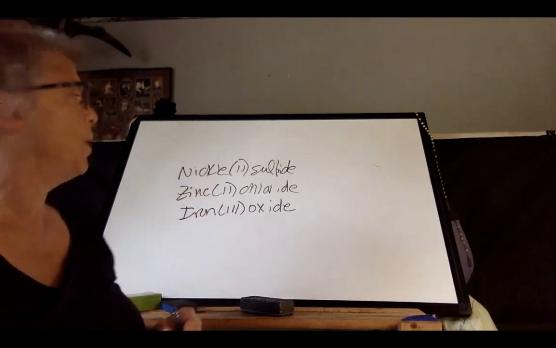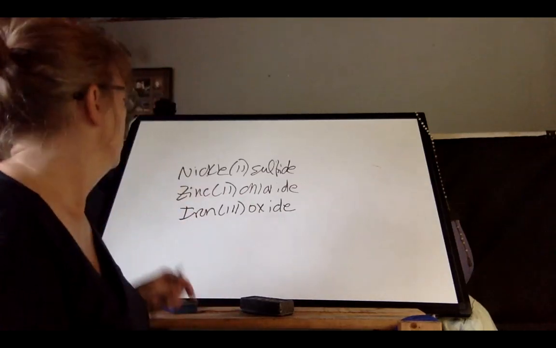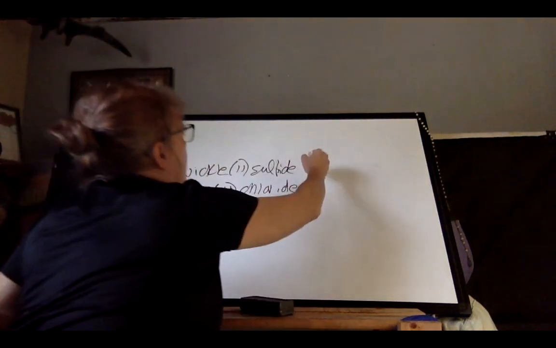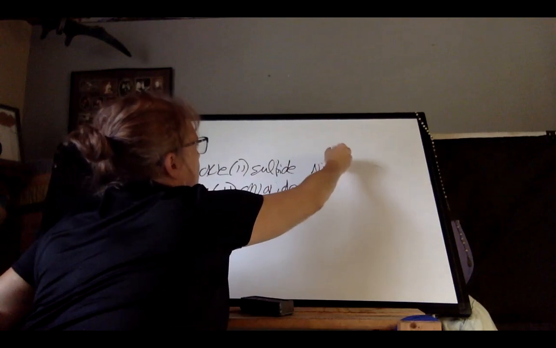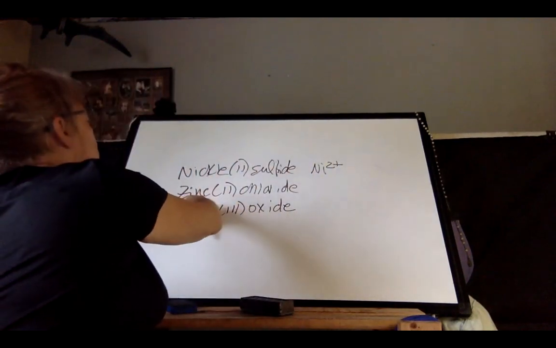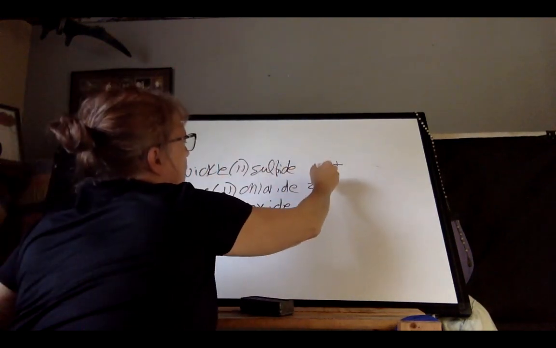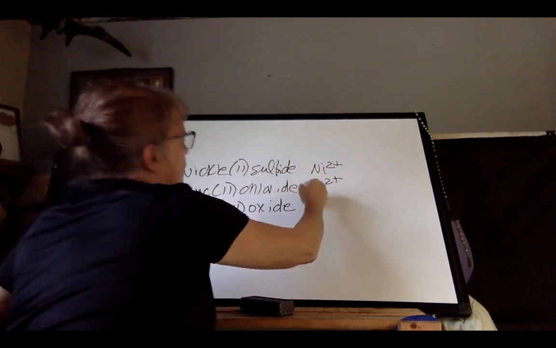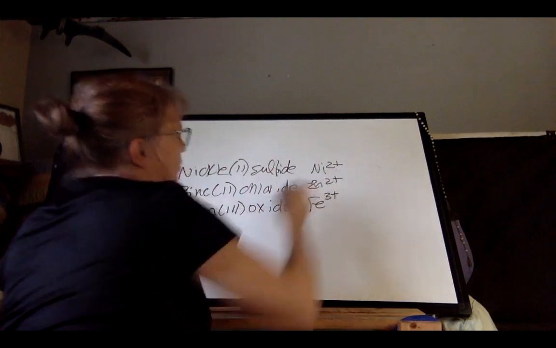Always try to do these problems on your own. So the Roman numeral 2 tells us the charge on the nickel. So that's +2. The Roman numeral 2 tells us the charge on the zinc. That's also +2. And the Roman numeral 3 tells us the charge on the iron. So that's +3.